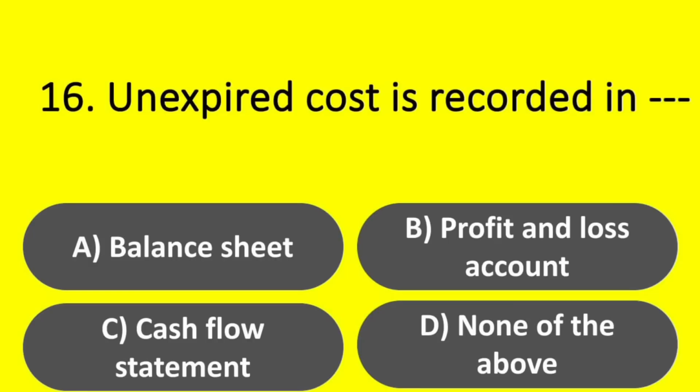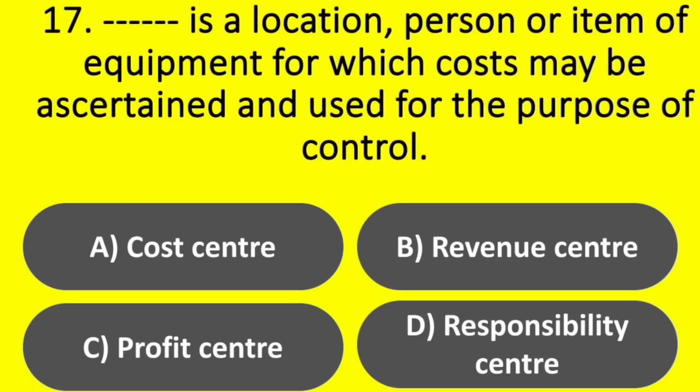Unexpired cost is recorded in dash. Option A, Balance sheet; option B, Profit and loss account; option C, Cash flow statement; option D, None of the above. Answer: option A, Balance sheet. Question. Dash is a location, person or item of equipment for which cost may be ascertained and used for the purpose of control. Options A, Cost center; option B, Revenue center; option C, Profit center; option D, Responsibility center. Answer: option A, Cost center.